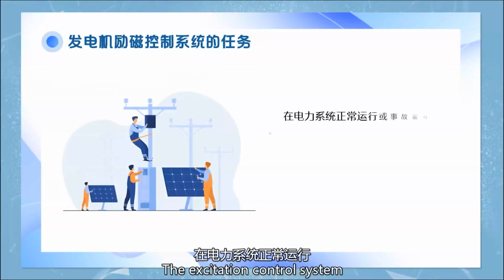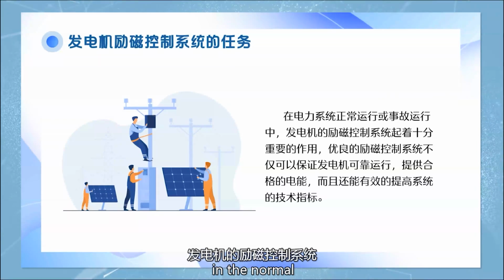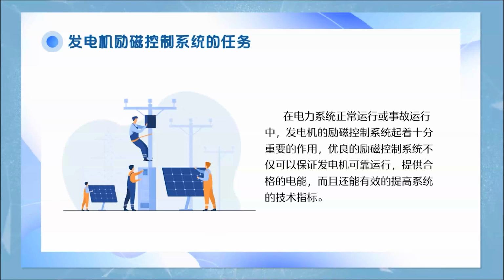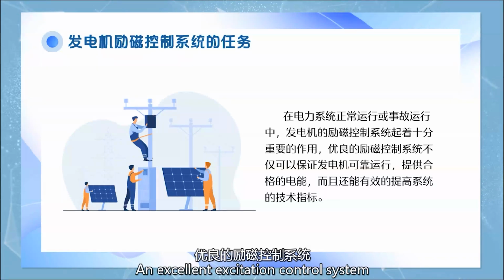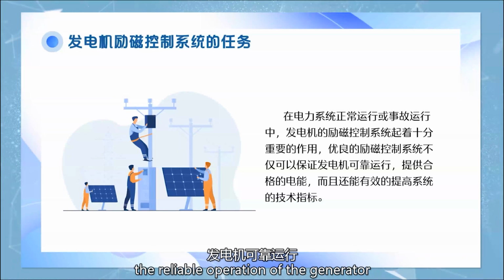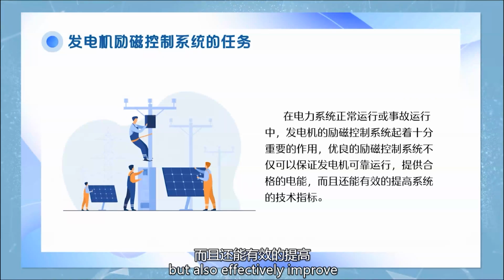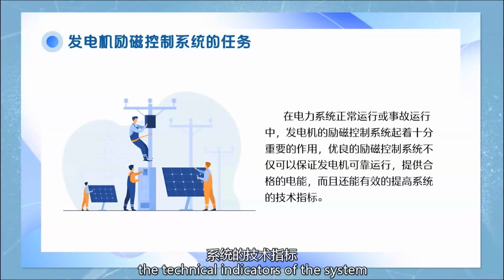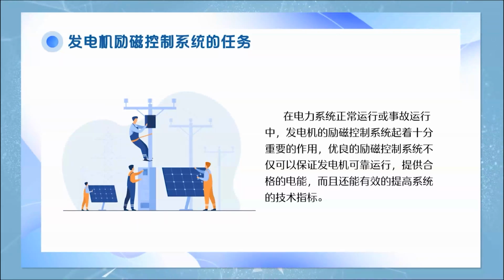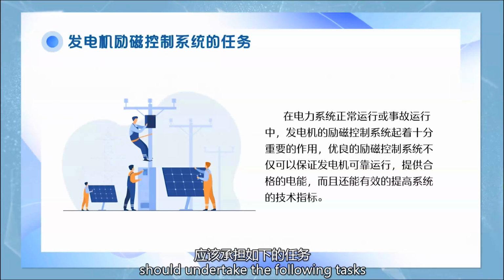The excitation control system of the generator plays a very important role in the normal or accidental operation of the power system. An excellent excitation control system can not only ensure the reliable operation of the generator and provide qualified power, but also effectively improve the technical indicators of the system. According to the operational requirements, the excitation control system should undertake the following tasks.